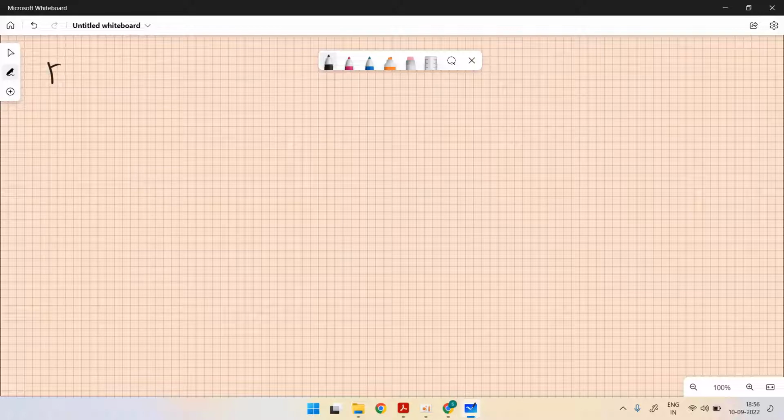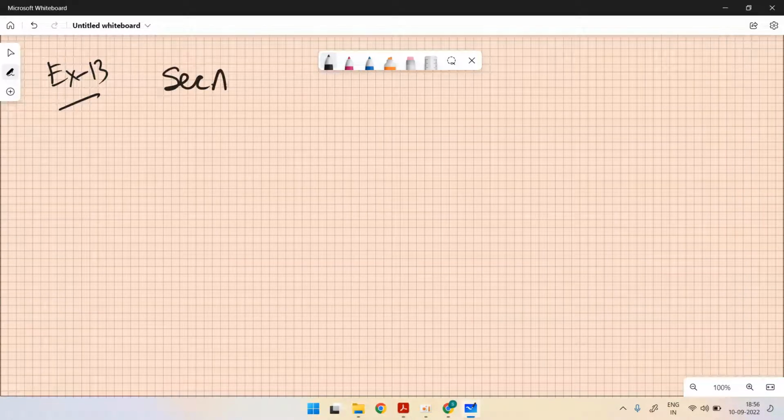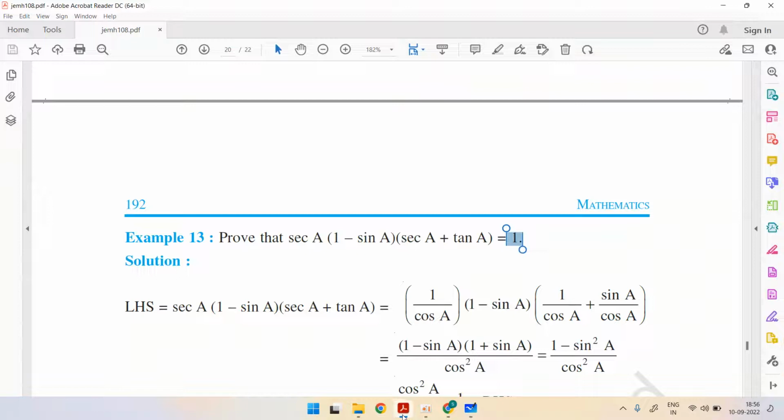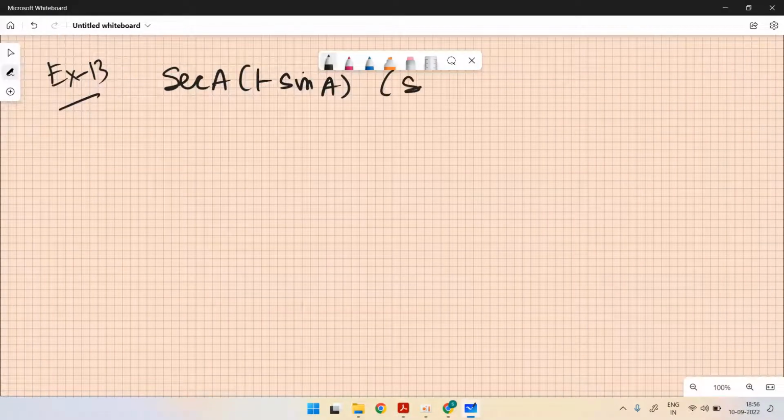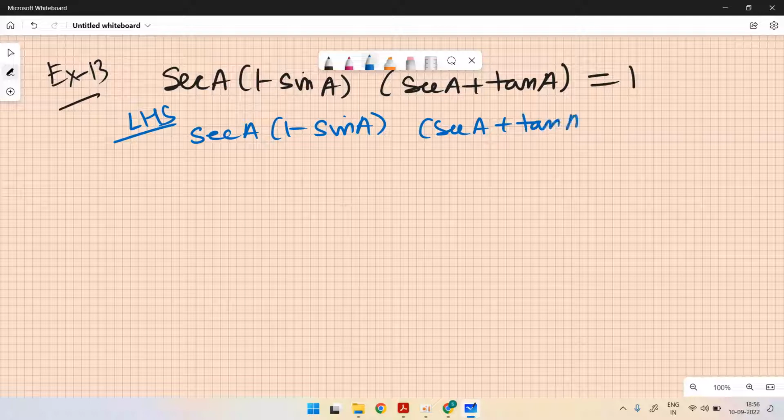Example 13 says: prove that secant A into 1 minus sine A, into secant A plus tan A, is equal to 1. Now let me solve this by LHS and RHS. Taking the left hand side, this is nothing but secant A into 1 minus sine A into secant A plus tan A.